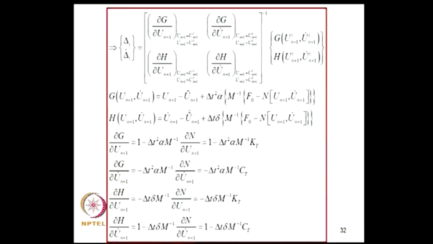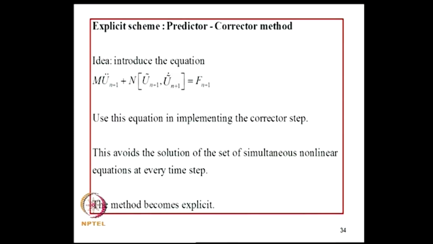Okay. So, that leads us to the next scheme. The idea is that we introduce this equation, u double dot n plus 1 as a function of u tilde n plus 1 and u dot, this also tilde. Now, use this equation in implementing the corrector step. That means, at the stage of implementing the corrector step, we need not solve a set of nonlinear algebraic equations, but we still need to iterate, where multiple passes will be needed. This avoids the solution of the set of simultaneous nonlinear equations at every time step, and the method becomes explicit.